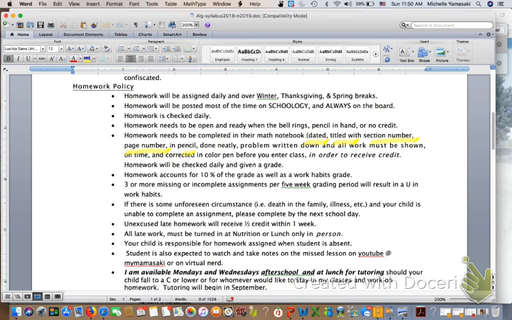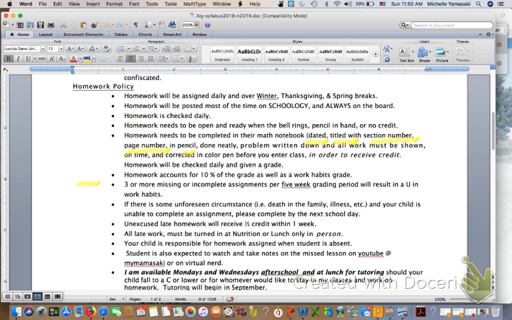Homework will account for 10% of the grade as well as their work habits grade. In work habits, 3 or more missing assignments in a 5-week grading period will result in a U. 2 will result in an S. And 1, you can still have an E.